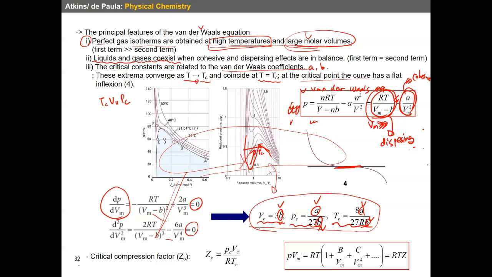This is just a process, but simply what we want to know about this picture 3 is that the critical values can be explained by the van der Waals coefficients. And in this regard, we can also explain this critical compression factor as ZC equal PC VC over RTC. This is derived from this one. So we know this one, Z equal PVm over RT. But for the critical point of this van der Waals equation, we have this critical compression factor.